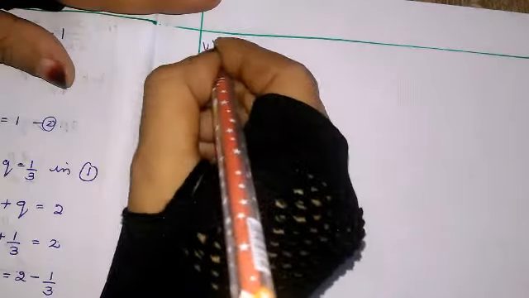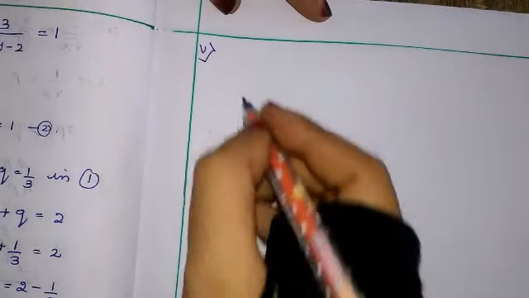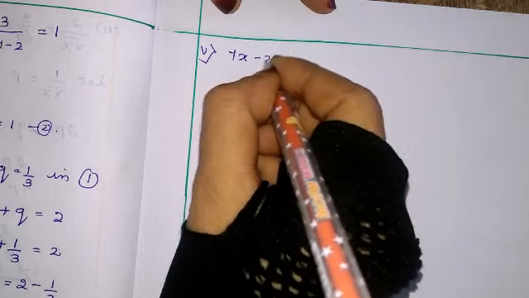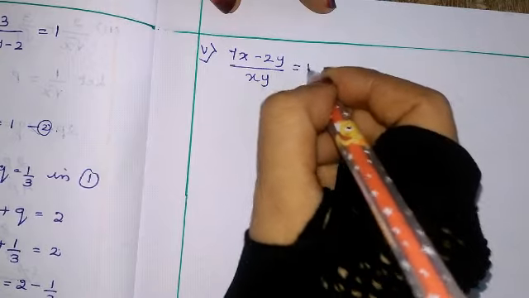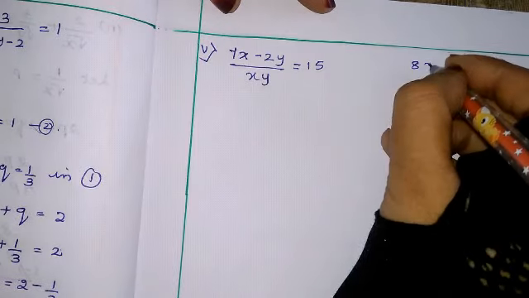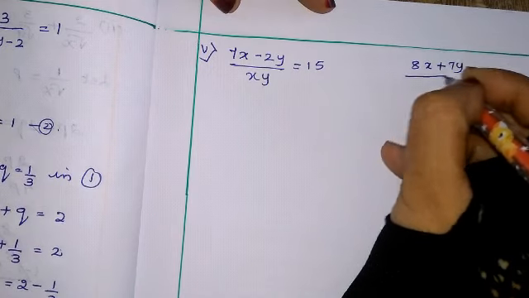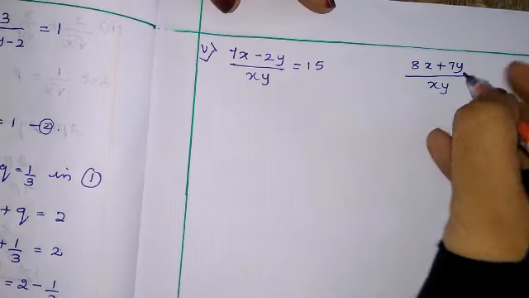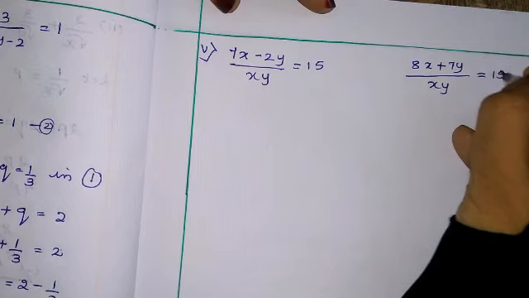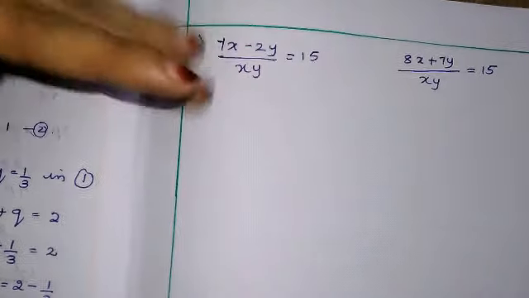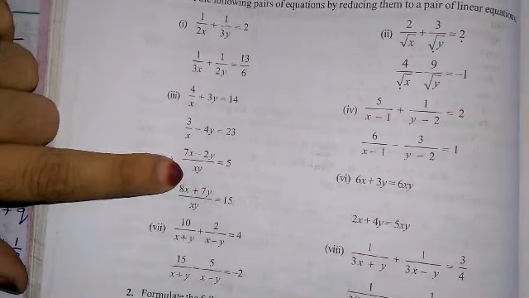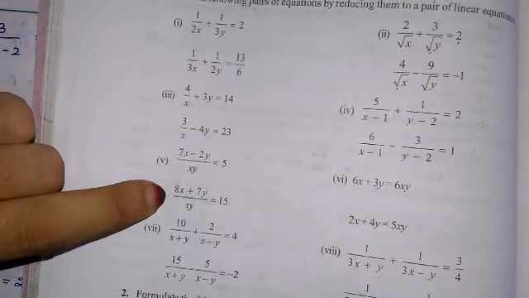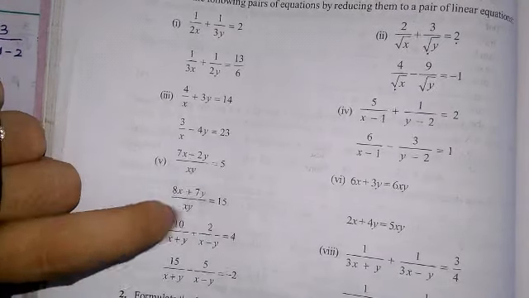Now let me see the fifth question. I'll write question number 5. Question number 5 is 7x minus 2y by xy is equal to 5, and it is a bit different. 8x plus 7y by xy is equal to 15. So this is the question they have given.